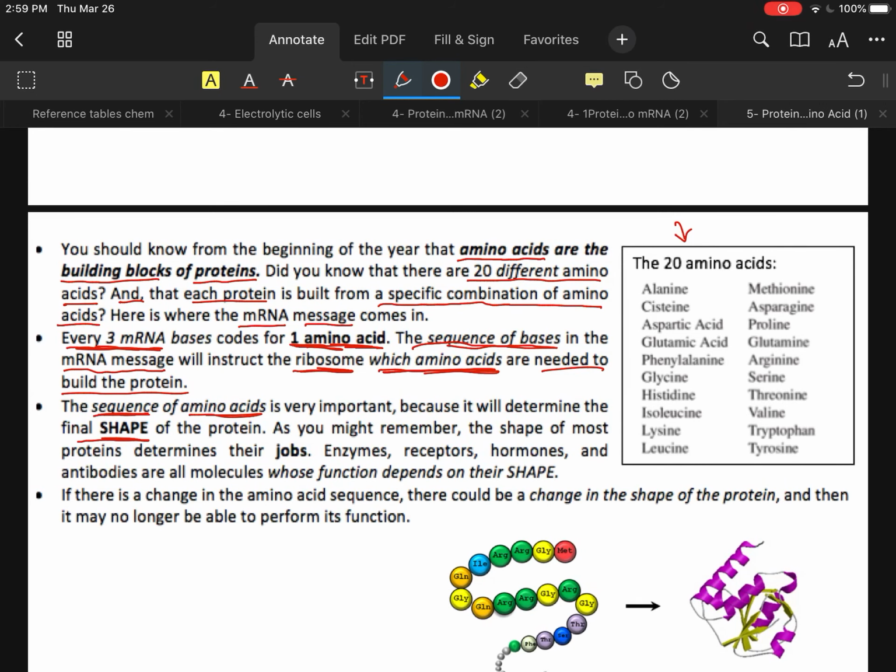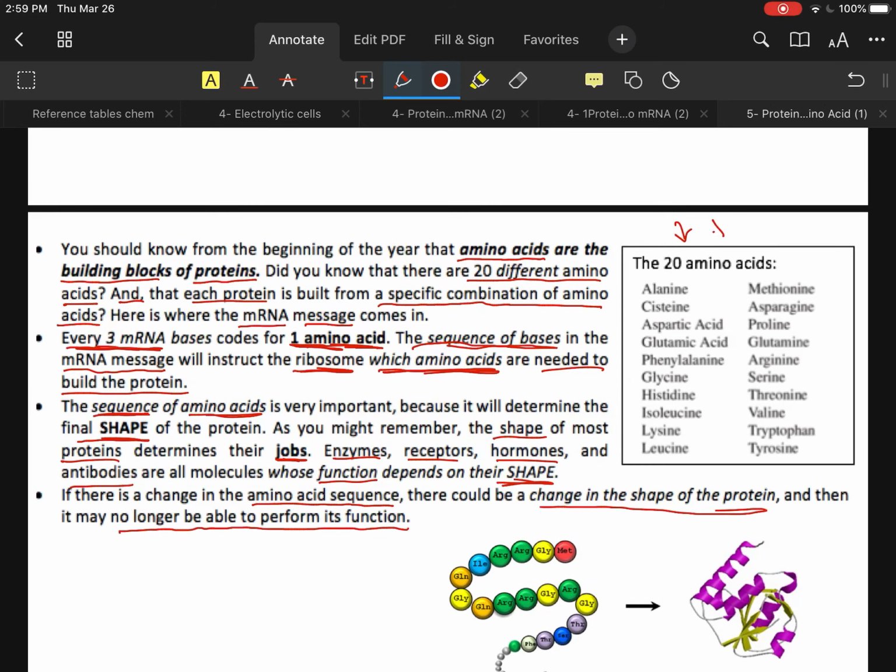So as you might remember, the shape of most proteins determines their jobs. Enzymes, receptors, hormones, and antibodies are all molecules, and they're all proteins whose function depends on their shape. If there's a change in the amino acid sequence, there could be a change in the shape of the protein, and then the protein may no longer be able to perform its function.